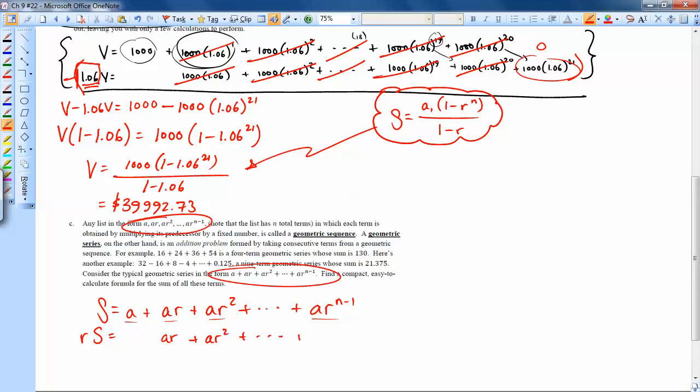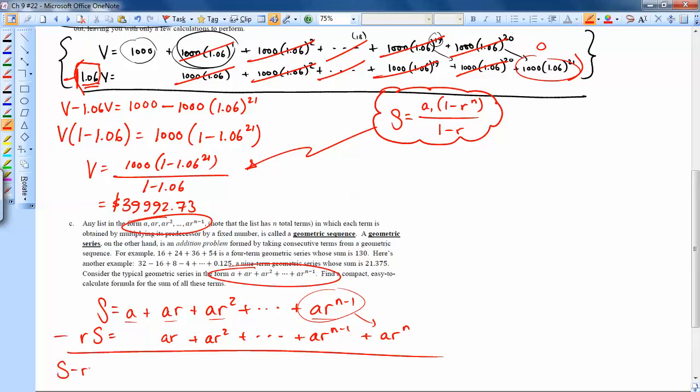And then it keeps going. I've got an ar n minus 2 right here that I haven't written out, but that turns into this. And then I get an ar to the n, because that's what this one turns into. So if I subtract, I get s minus rs equals a minus 0. These guys all cancel. And then I've got minus ar to the n, because remember, it's 0 minus this one.